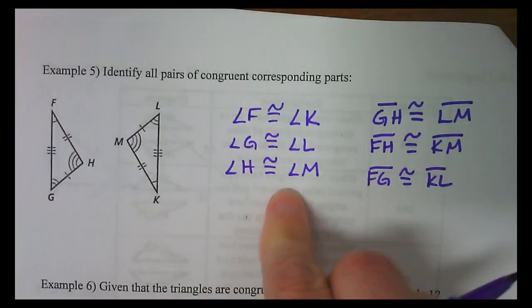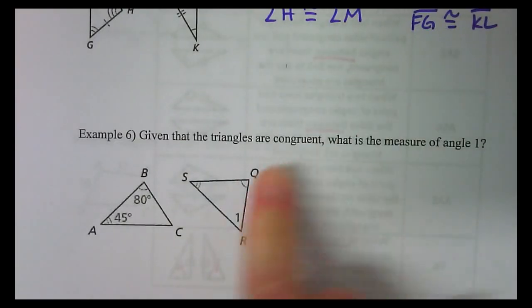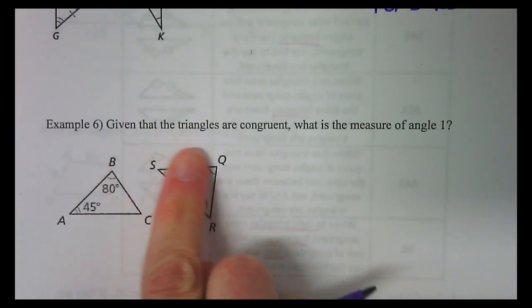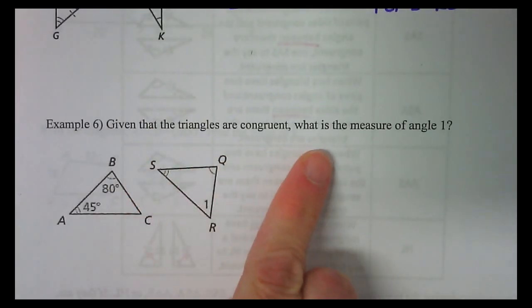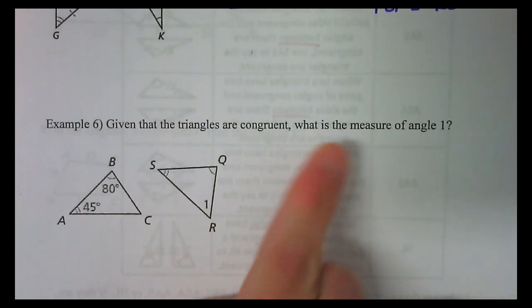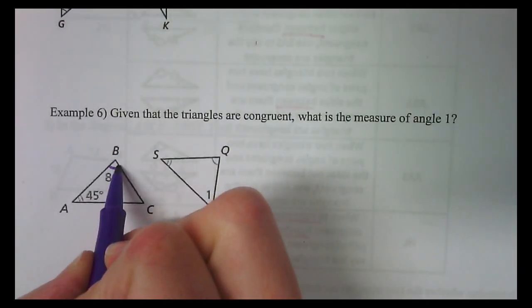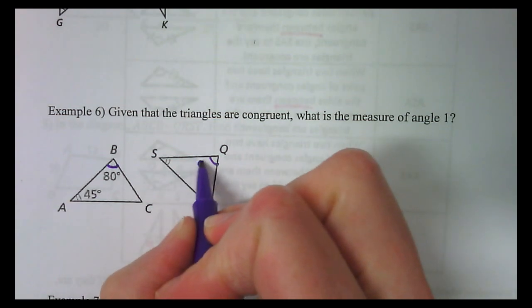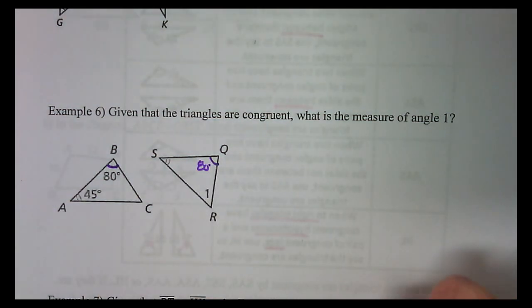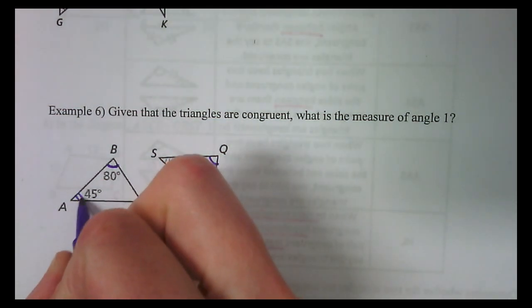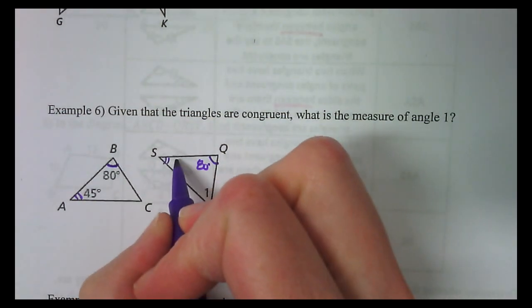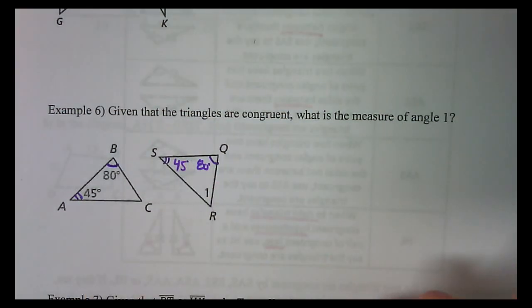Okay, so we're going to have three angles, three sides. Example 6, given that the triangles are congruent, what's the measure of angle 1? So in this picture, pay attention to the arcs. This has one arc, this has one arc, so I'm going to put 80 in both spots. This has two arcs, and this has two arcs, so this is 45.